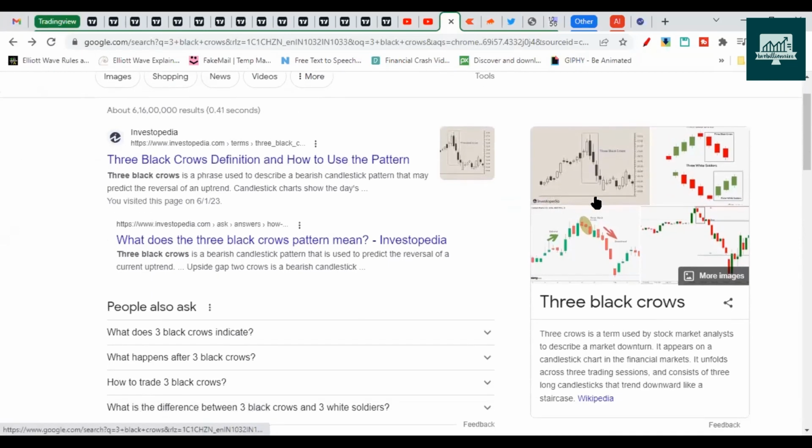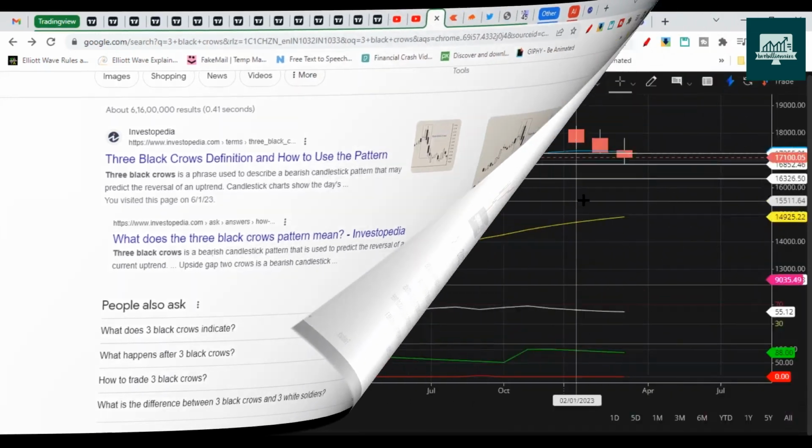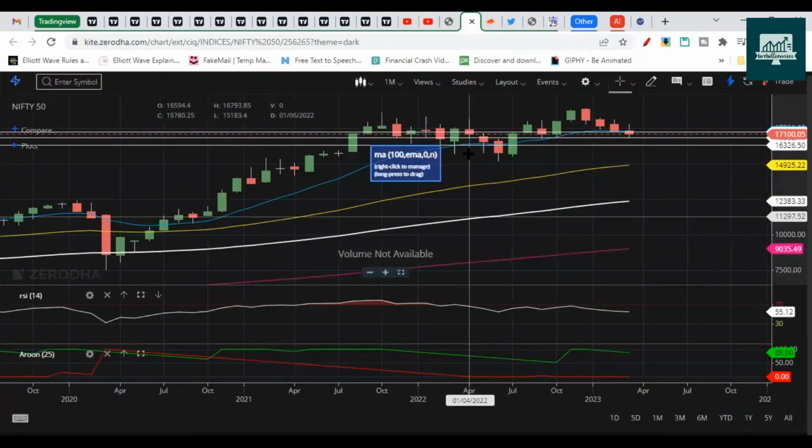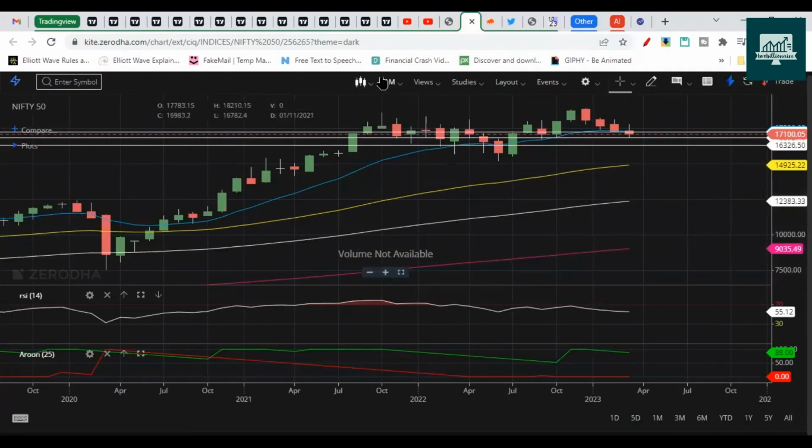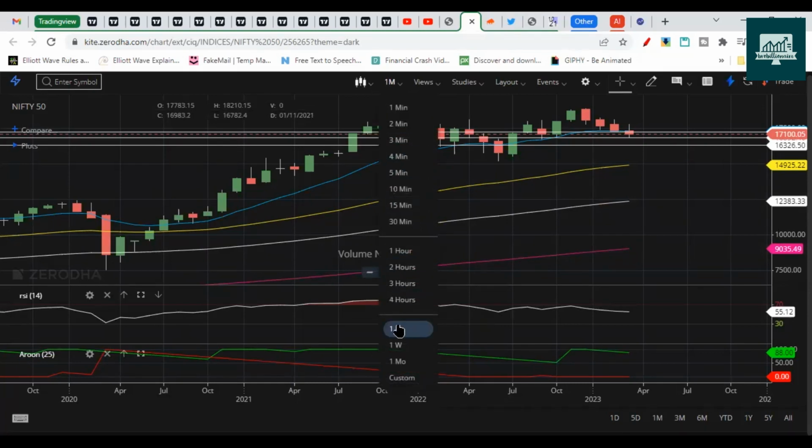So this is the 3 black crows pattern. Here you can see 3 black crows form consecutively, and the trend changed to the downside. Same thing here. So you can read about the 3 black crows; we'll make a separate video on that. So that's all on the indicator front. Hope you clearly understand what's happening with price action and indicators.